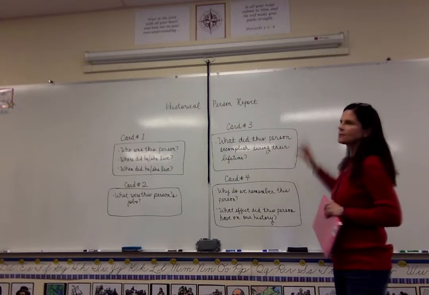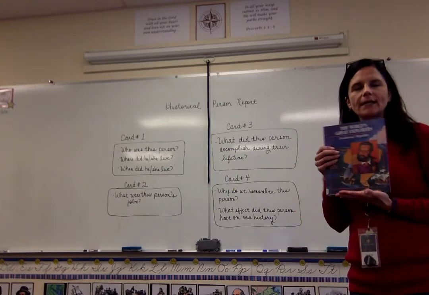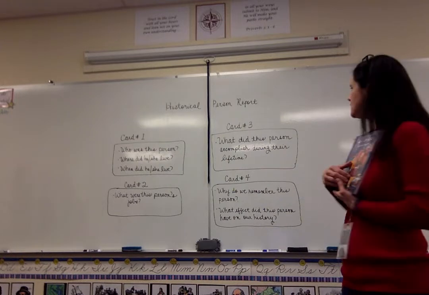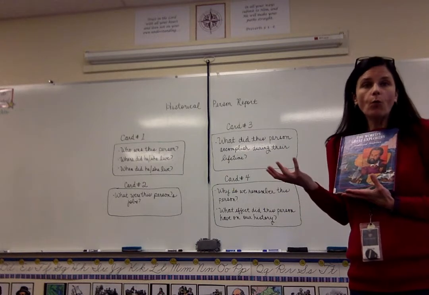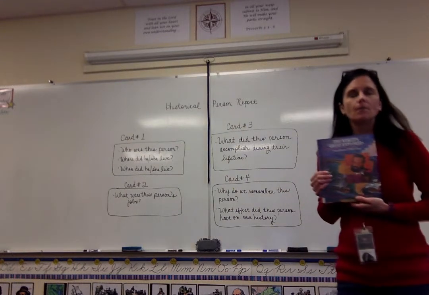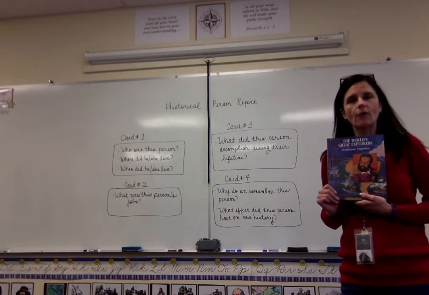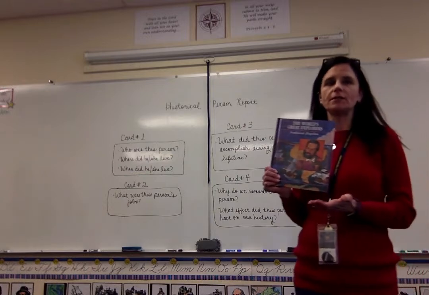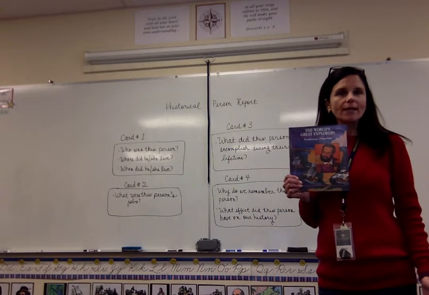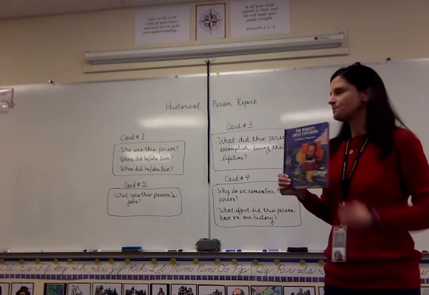For card number 3, what did this person accomplish during their lifetime? If I were writing a report or an essay on Magellan, I would just look at what were his major accomplishments. His major accomplishment was that he manned the first expedition to completely sail around the world. Now, we know that he himself didn't make it all the way around the world. He died in the Philippines. But he is credited with that because he was the captain of that voyage.